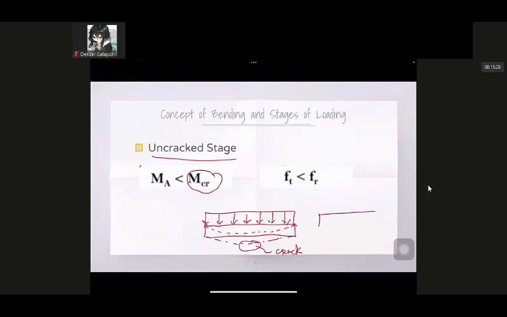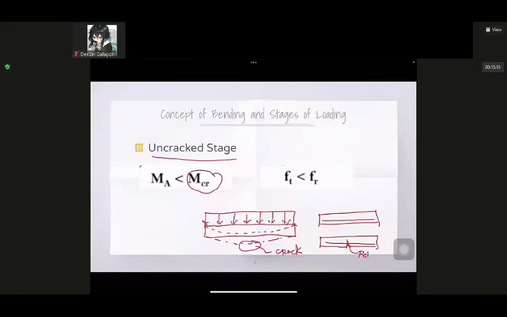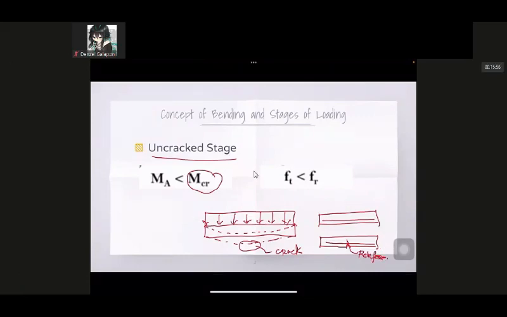So kumbaga buo pa rin siya. So ito yung reinforced concrete mo and then may bakal sa baba. Yan. So hindi pa nag-crack. Meron naman yung tendency na nasobrahan na siya. Nagka-crack na yung sa baba. So nakikita na yung bakal, kumbaga. Yung reinforcement dito sa part nito. This is the reinforcement. Yan. So at this stage, kapag buo pa yung concrete or the RC, that's what we call the uncracked stage.